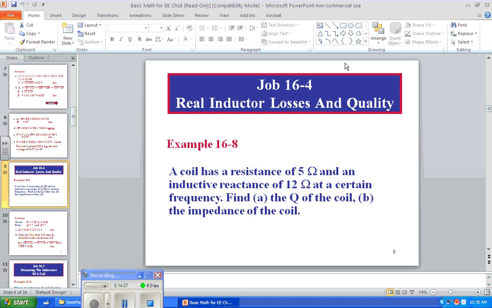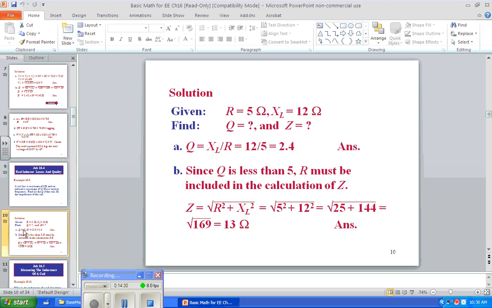We have 5 ohms of inductive reactance, 12 ohms. At a certain frequency, find the quality of the coil. Well, generally we won't be finding the quality of the coil, but the quality of the coil is going to have the same angle as the phase angle, but I'm not going to get into that. I'm not too concerned about that.